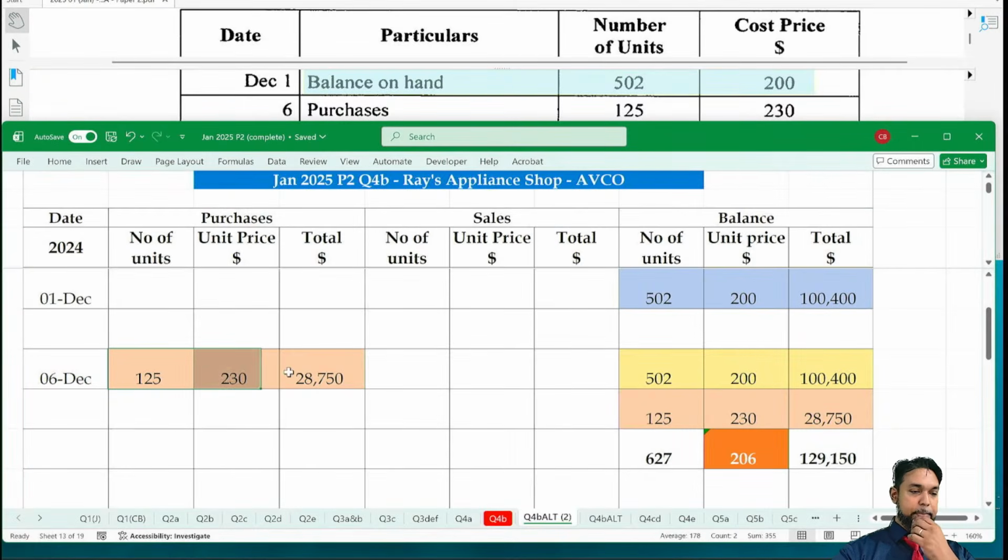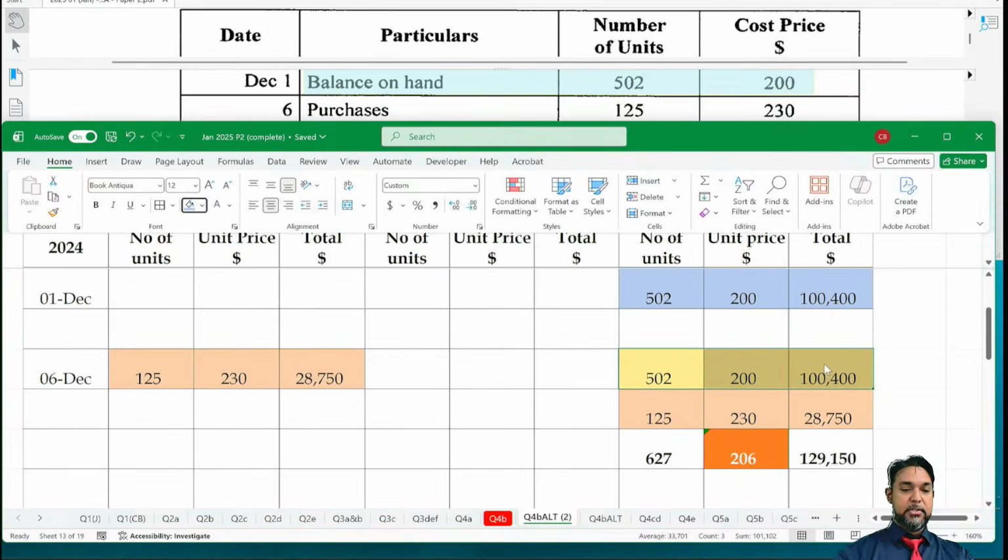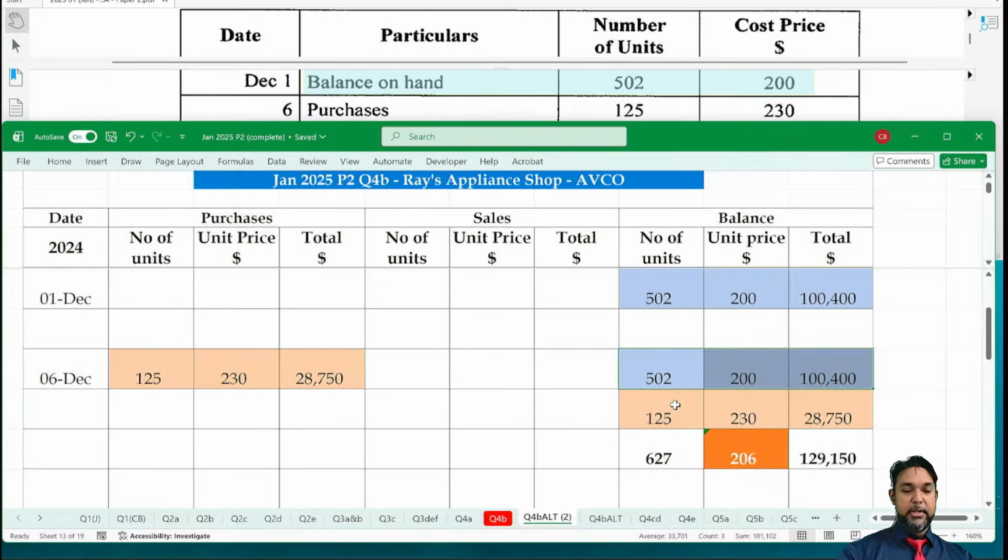Then with the purchase, you bought 125 more units at 230, so the price went up. This is the value of units you've purchased. So now we have two batches of stock, the blue batch and the light orange, pinkish batch. In total, we have 502 plus 125, which is 627 units. The total value of all of them is the sum of the value of each batch, which comes to 129,150.